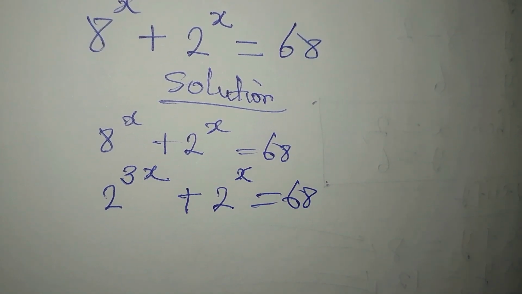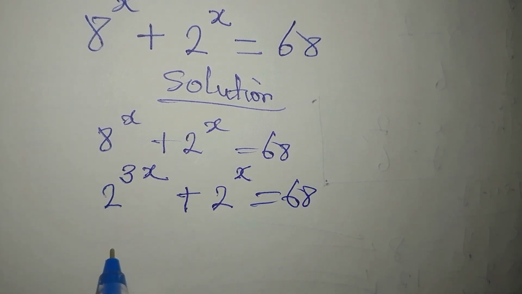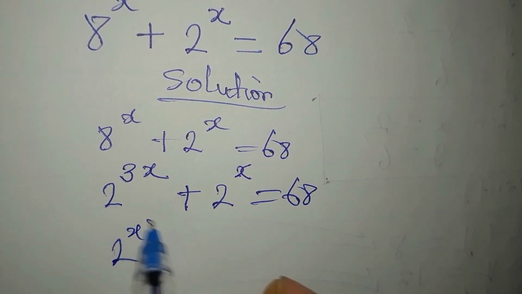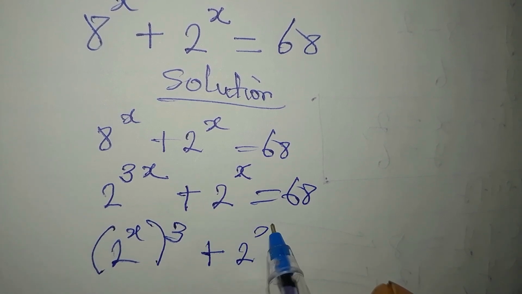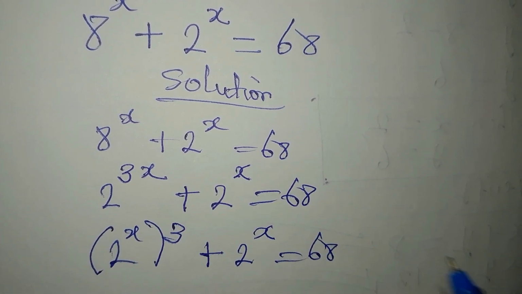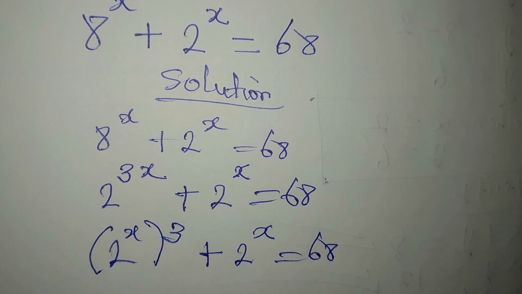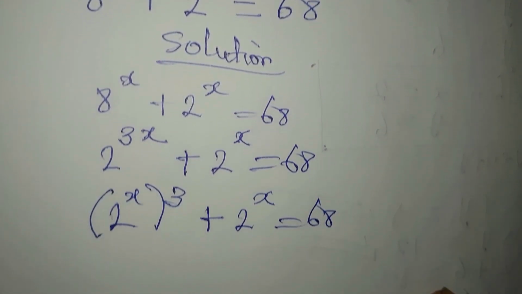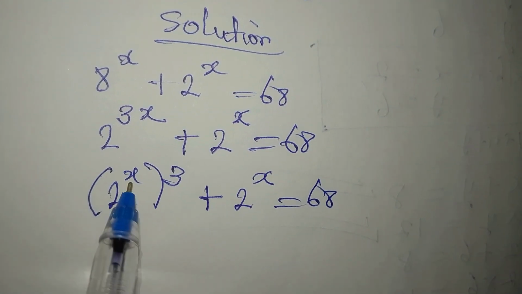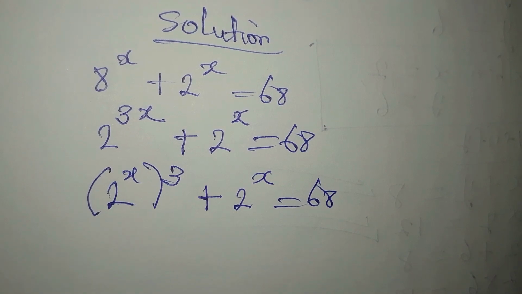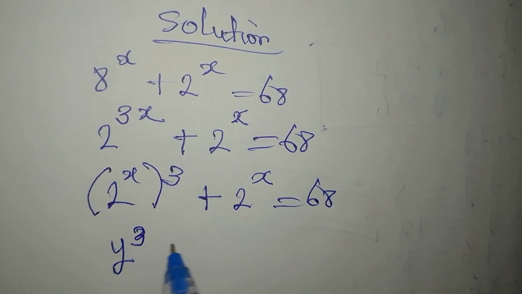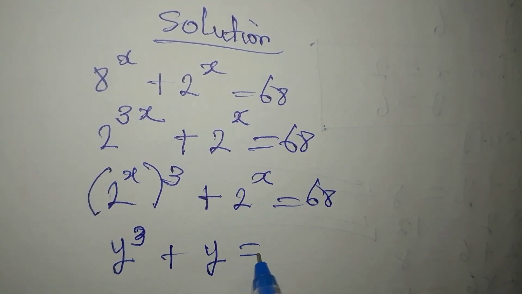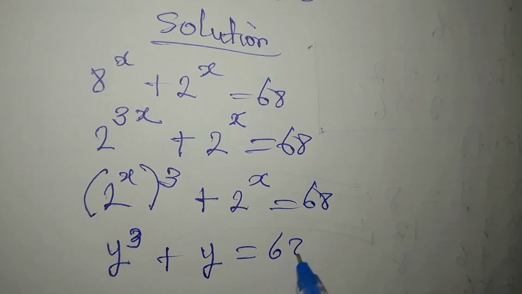Now from here, we can rearrange what we have here. So we get 2 to the power of x, then to the power of 3 plus 2 to the power of x equals 68. What do we do from here? From here, we can see that 2 to the power of x is appearing in two places. So we can write that as y to the power of 3 plus y is equal to 68.